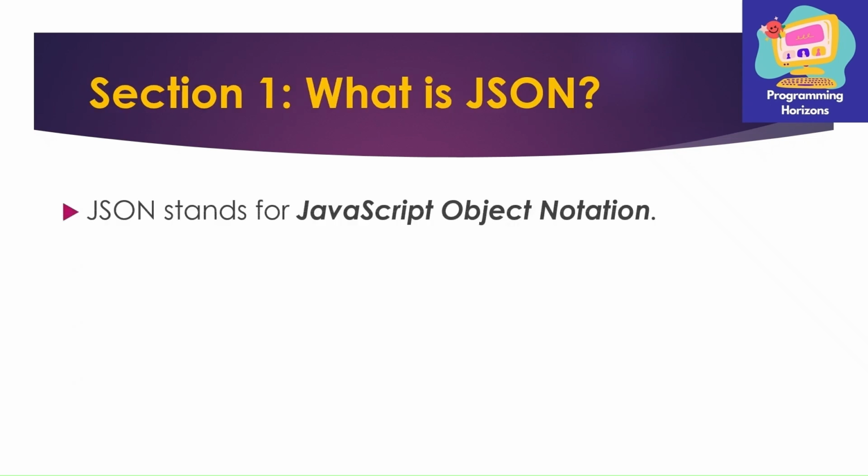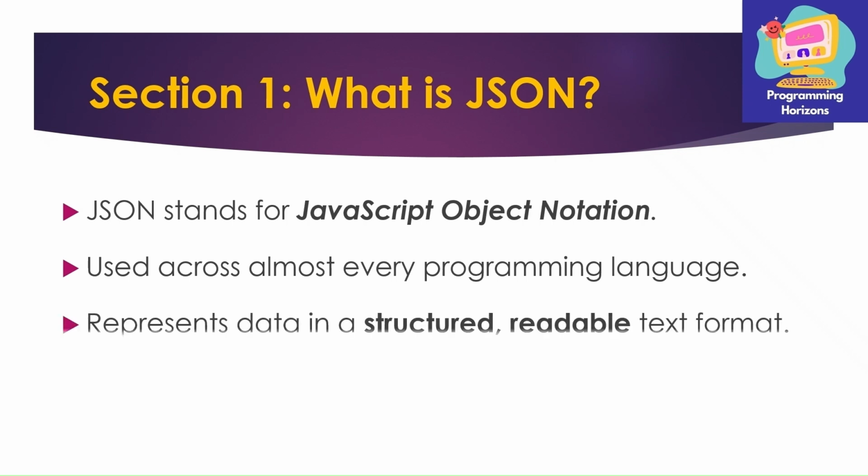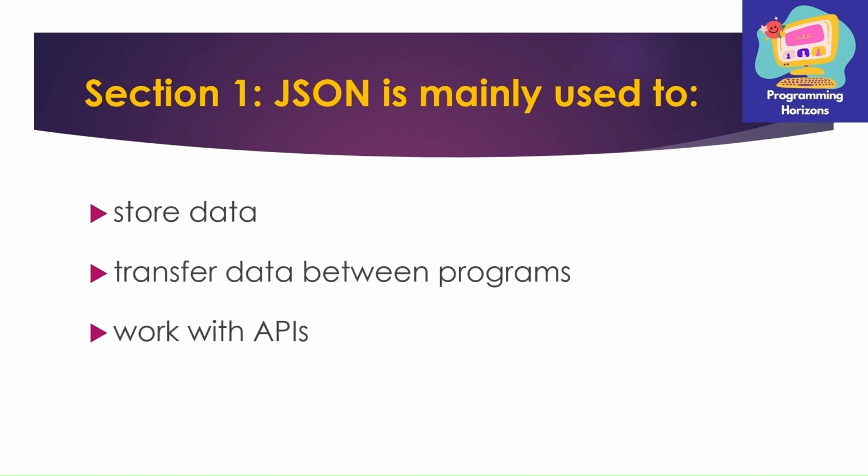JSON stands for JavaScript Object Notation, but today it is a universal data format used across almost every programming language. JSON represents data in a structured, readable text format. JSON is mainly used to store data, transfer data between programs, work with APIs, and save configuration files.